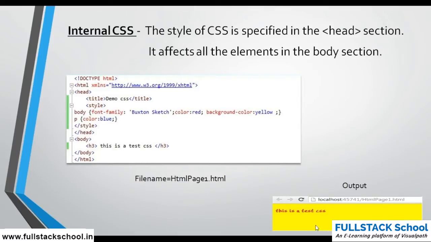Then you can see the output of the written code: the background is yellow and the text is this is a test CSS, where the font has been changed, the font color is red, and the background is yellow again. So this is the entire style, or the entire property, which we have written in the head tag.